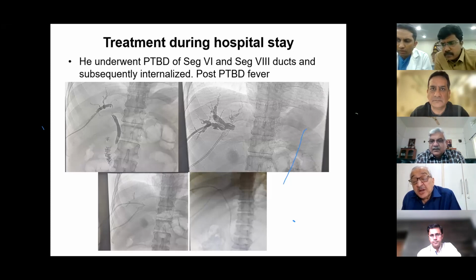Which of the three, or none of the three, or all the three? RFA can be tried in this, sir. Brachytherapy, I'm not sure, sir. RFA, where will you do the RFA?